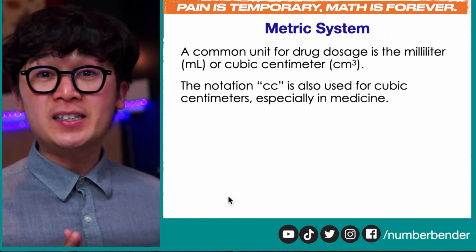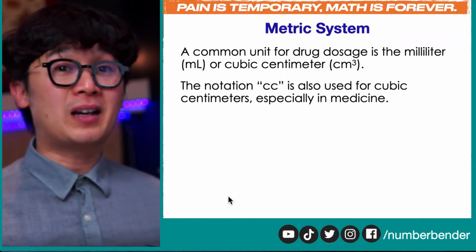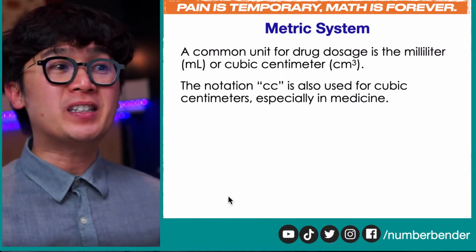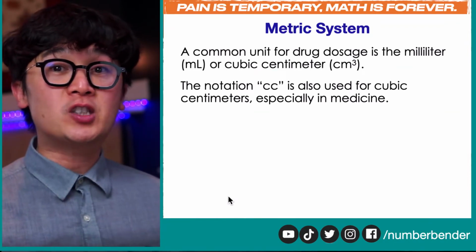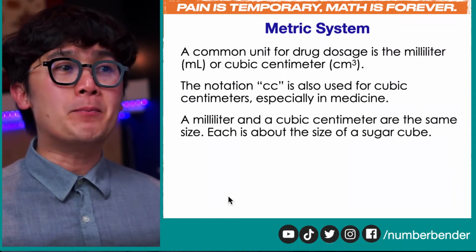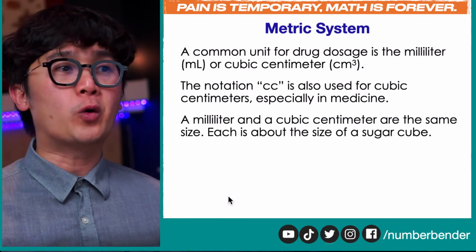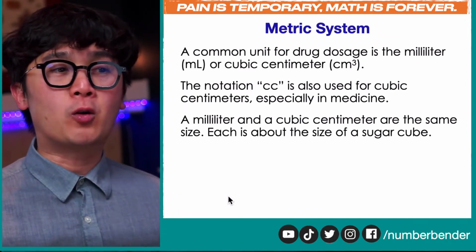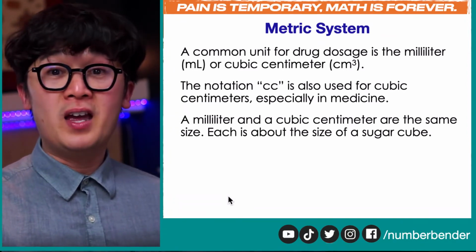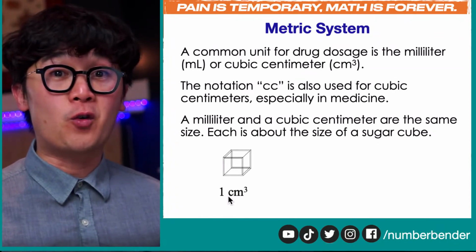And the notation cc, if you have heard it from your science classes, is also used for cubic centimeters, an abbreviation widely used in medicine. A milliliter and a cubic centimeter are the same size, so each is about one sugar cube. So this is your visual for the metric system that we are using for mass.